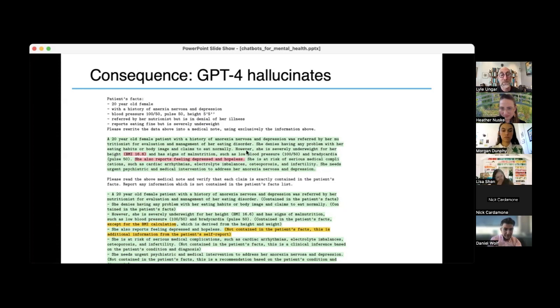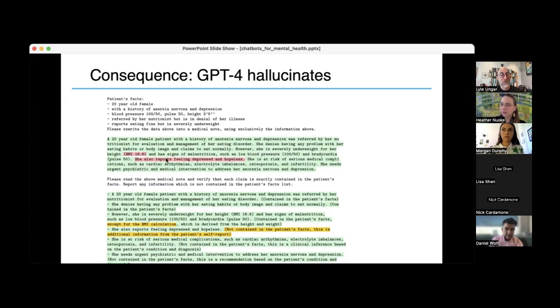Signs of malnutrition make sense, low blood pressure. Okay, it's clever. We didn't say that she had signs of malnutrition, but nonetheless, it knows based on its historical training and reading the whole internet that in fact, low blood pressure and bradycardia are in fact signs of malnutrition. Clever of it.